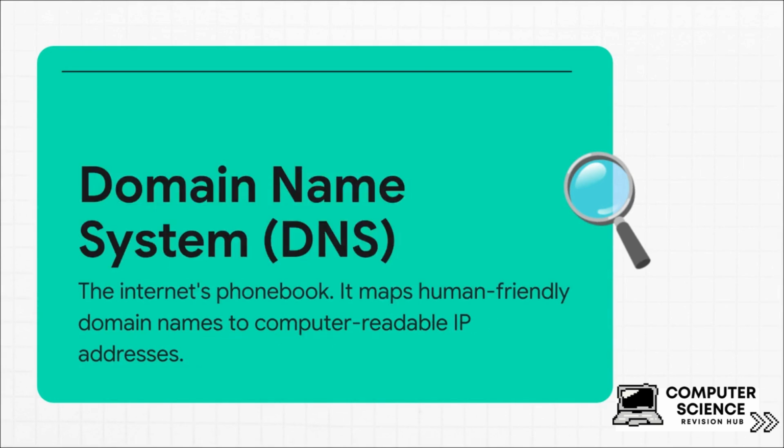No address, no delivery. Simple as that. But let's be real, you don't want to have to remember a long string of numbers like 172.217.14.228 just to check your email. We remember names, like google.com. That's where the domain name system, or DNS, becomes our best friend. DNS is literally the internet's phone book. You type in a name you can remember, and DNS instantly looks it up and translates it into the number-based IP address that computers understand.